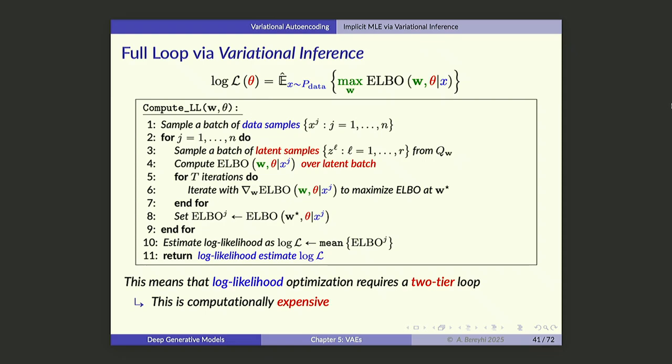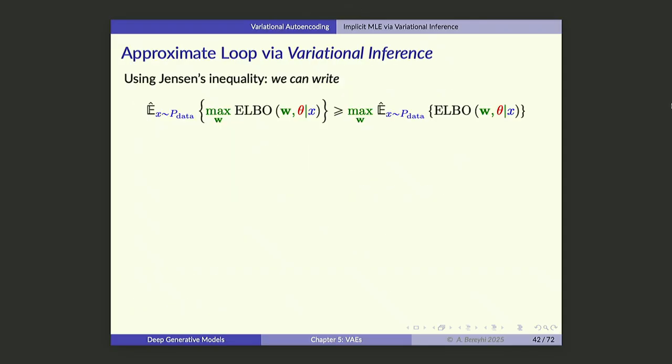Now, okay, great. So this is computationally expensive. I'm not interested in doing that. What do I do? Well, this is machine learning. We always come up with approximations, right? So the idea here is that if I use Jensen's inequality, it's easy to say that the expectation of the maximum of a function is larger than or equal to the maximum of the expectation of the function.